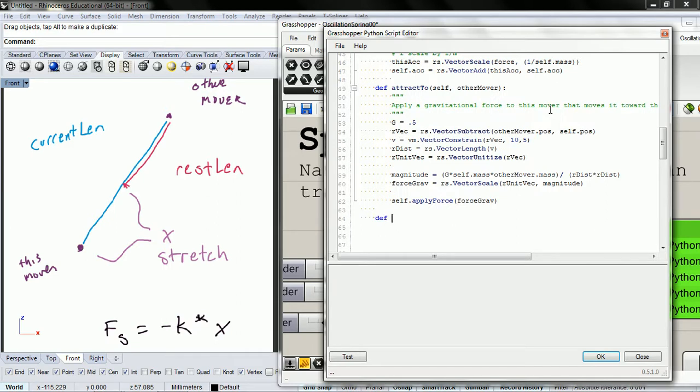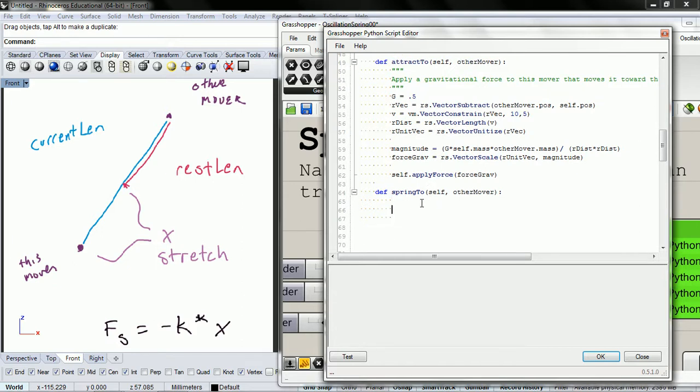So let's do def spring_to, and we're going to pass in self like we always do, and then we're going to pass in other_mover. And this really isn't that much different from our gravity. Okay, so we need two arbitrary constants. We're going to do rest_length, and let's just have it at 10 for now. And then also k, we're going to have it as 0.1, and k is the strength of the spring.